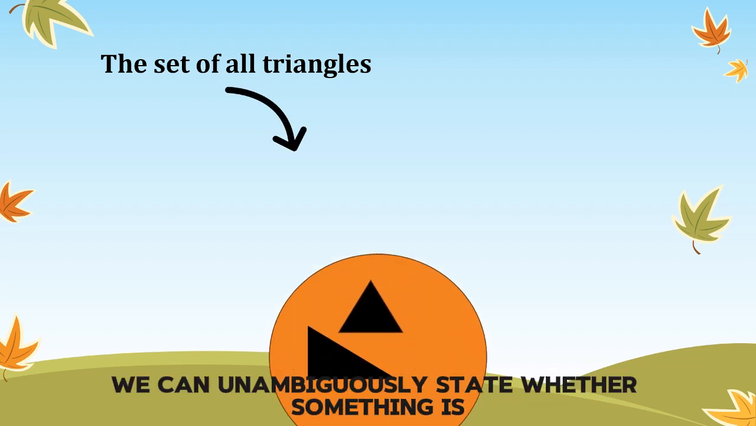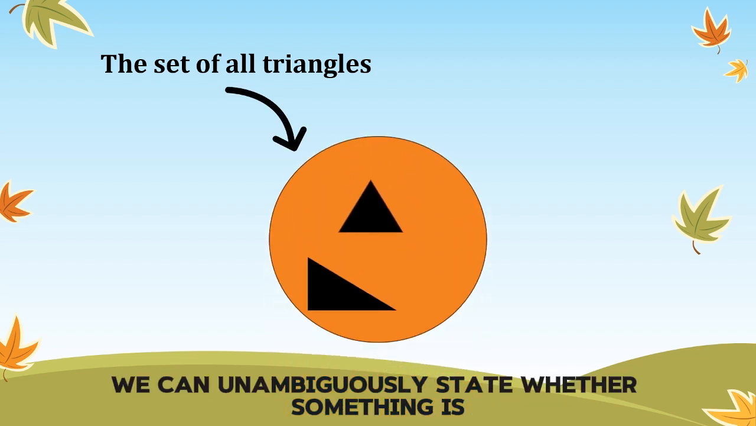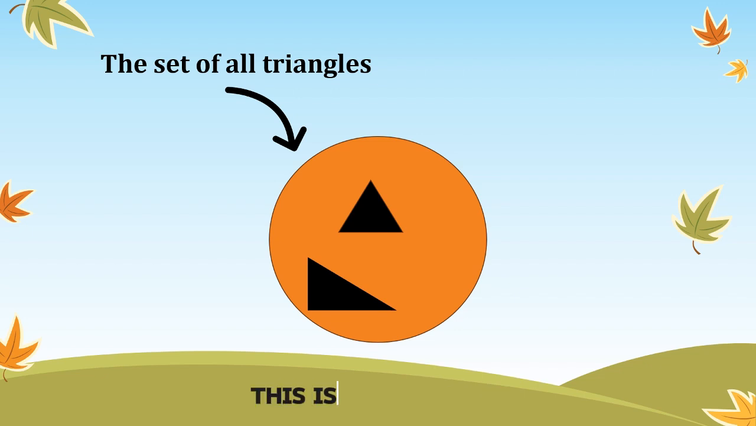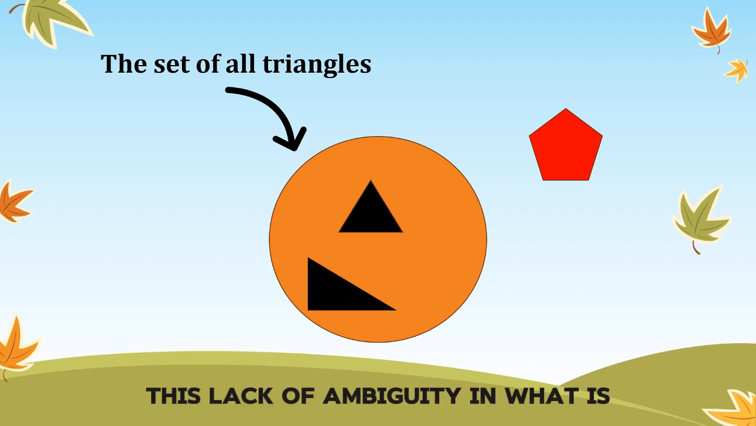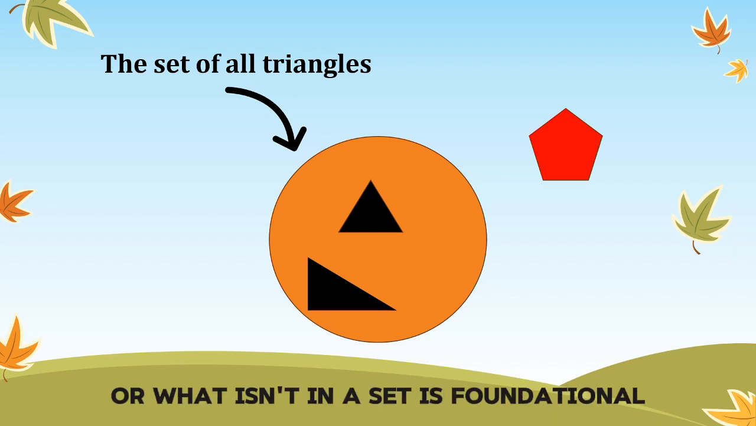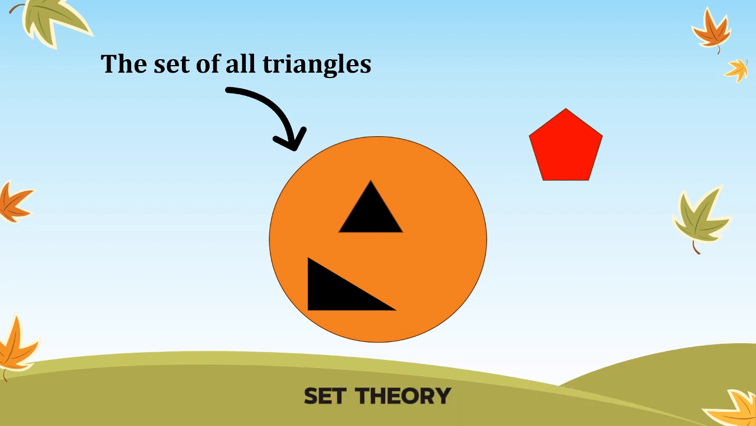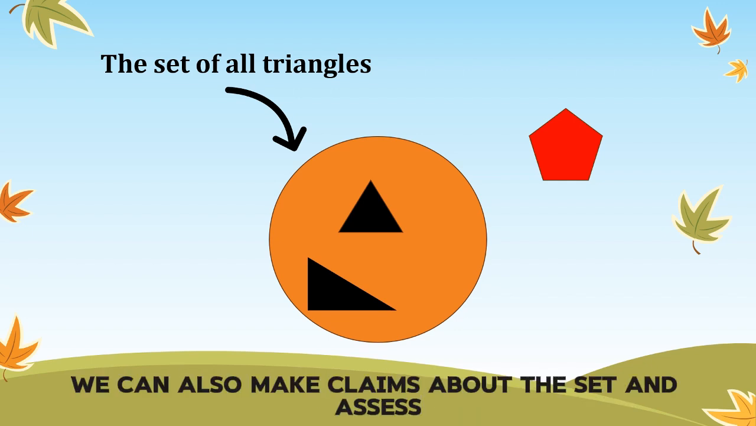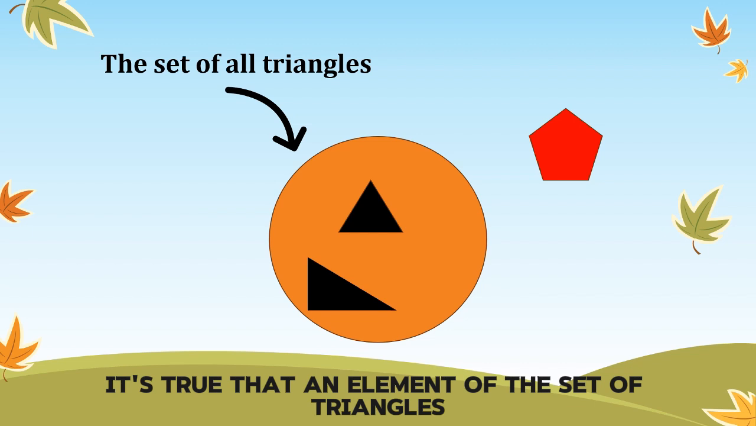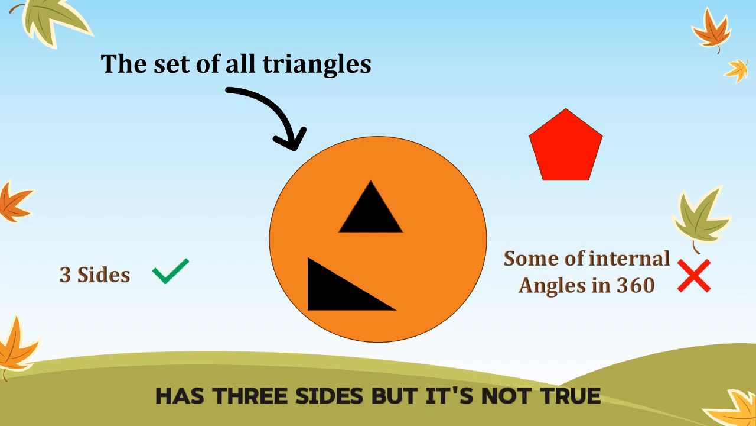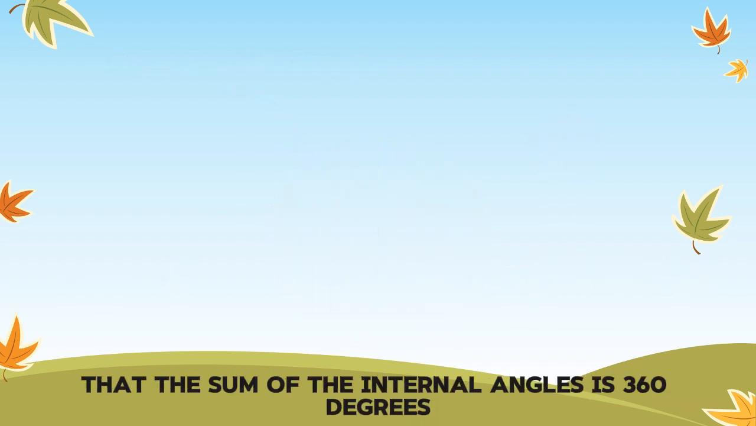We can unambiguously state whether something is or isn't in this set. This is in, so is this, but this shape isn't. It's not a triangle. This lack of ambiguity in what is or what isn't in a set is foundational to set theory. We can also make claims about the set and assess, again without ambiguity, whether they're true or false. It's true that an element of the set of triangles has three sides, but it's not true that the sum of the internal angles is 360 degrees.